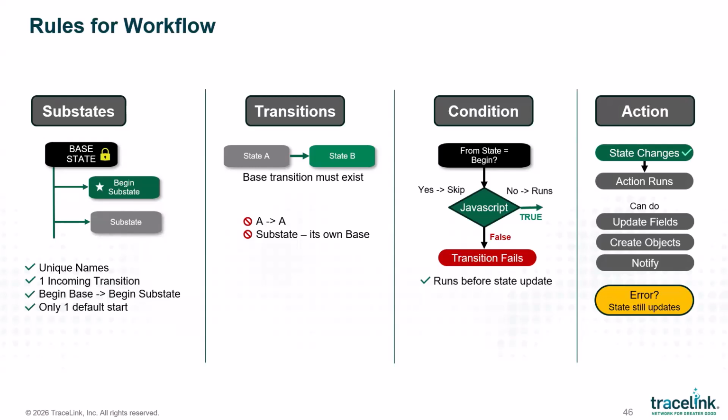Finally, rules for transition actions. Transition actions execute after the transition happens. Because they run after the update, any errors in transition actions do not block the workflow state change. The update will still succeed, but the error will be returned to the user. Transition actions are used to automate logic such as updating fields, creating related objects, or triggering notifications.